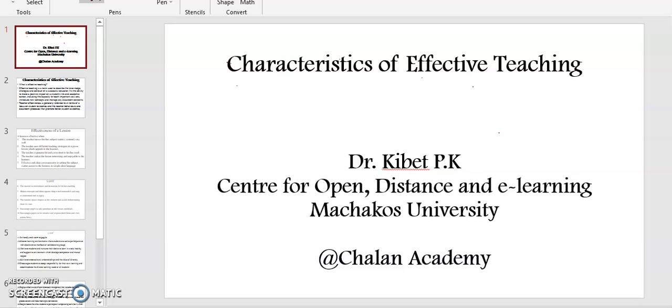Today, I want us to look at characteristics of effective teaching. My name is Dr. Kibet from the Center for Open Distance and E-Learning, Machakos University.